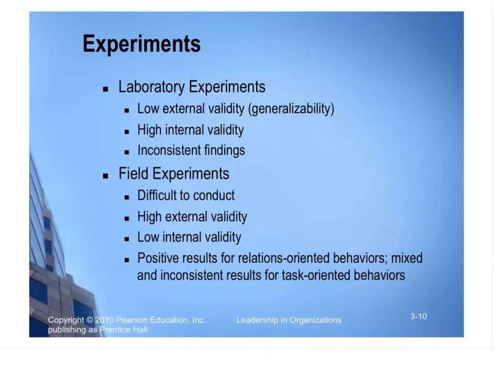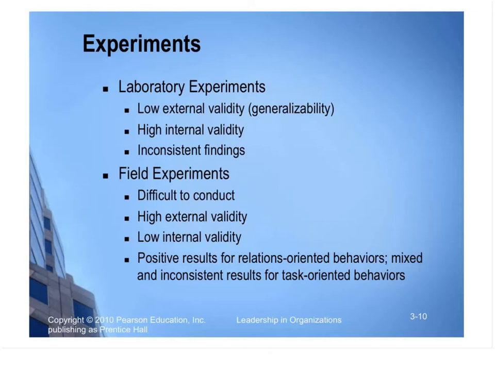So one of the very common types of research that we do is experiment. So for experiment, we do laboratory experiments and field experiments. So basically for laboratory, we have low external validity. So validity is basically, as you have probably studied in your research class, about generalizability, how you can generalize a proposition, a hypothesis.